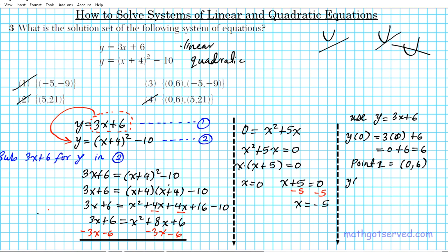And then for the second point, you evaluate the linear function at -5. So it's going to be 3 times -5 plus 6. Multiply this out, you have -15 plus 6. Still using PEMDAS, -15 plus 6 is -9. So the second point of intersection is (-5, -9). Alright, so we can clearly see that the answer to question number 3 is option number 3.